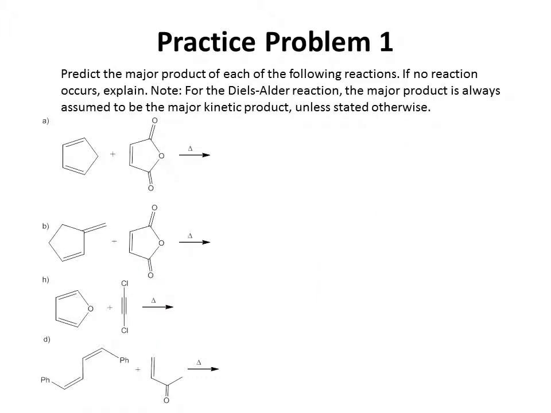Here we have practice problem 1. Predict the major product of each of the following reactions. If no reaction occurs, explain. Note, for the Diels-Alder reaction, the major product is always assumed to be the major kinetic product unless stated otherwise. So here are some considerations. Make sure that your diene can be S-cis. Also, if you're going to form a bicyclic structure, make sure that that's the endo product.